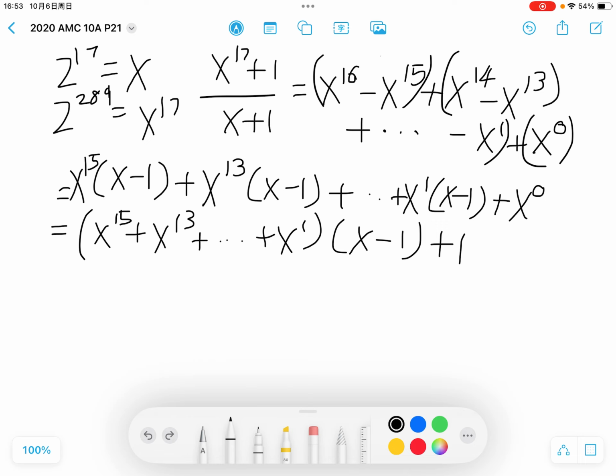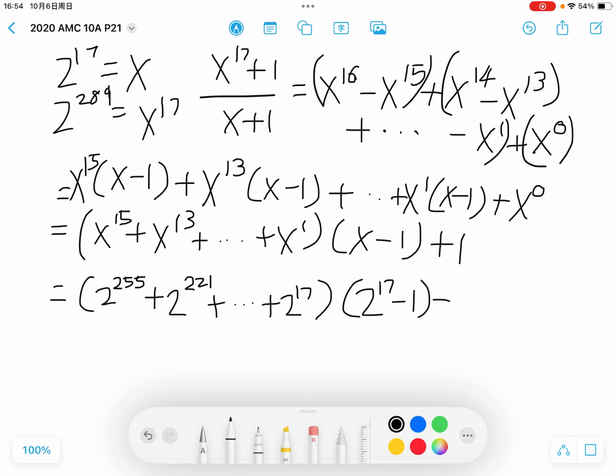But we're actually doing the right thing because we want to remove all the minus signs, right? So we removed all the minus signs except for this. So we want to get rid of the minus 1. How? We do so by changing x back into 2 to the power of 17. So this is just 2 to the power of 17 times 15, which is, well, let's see, 17 times 15 is 225 plus 30, which is 255. Plus x to the power of 13 times 17. So 13 times 17 is 221, plus all the way to, wait, this is 2, not x, plus all the way to 2 to the power of 1 times 17. So 2 to the power of 17. And then 2 to the power of 17 minus 1 plus 1.